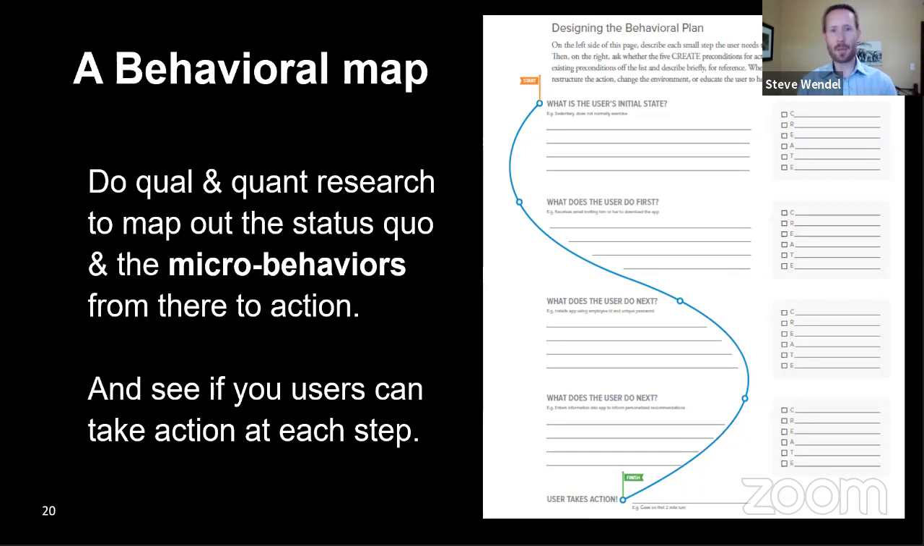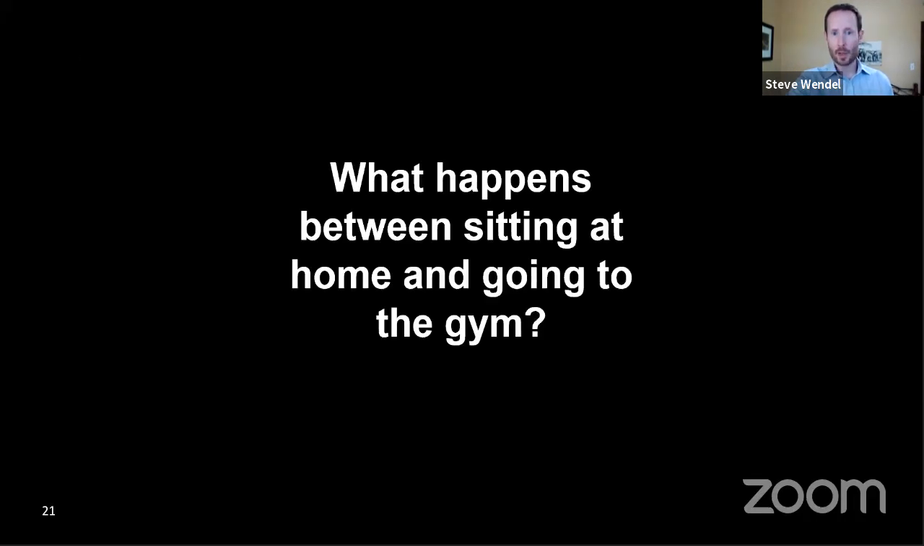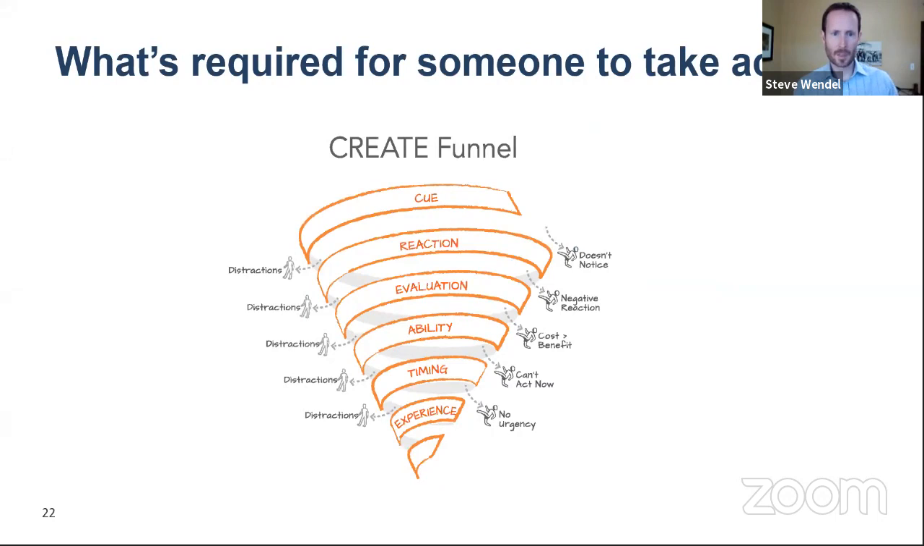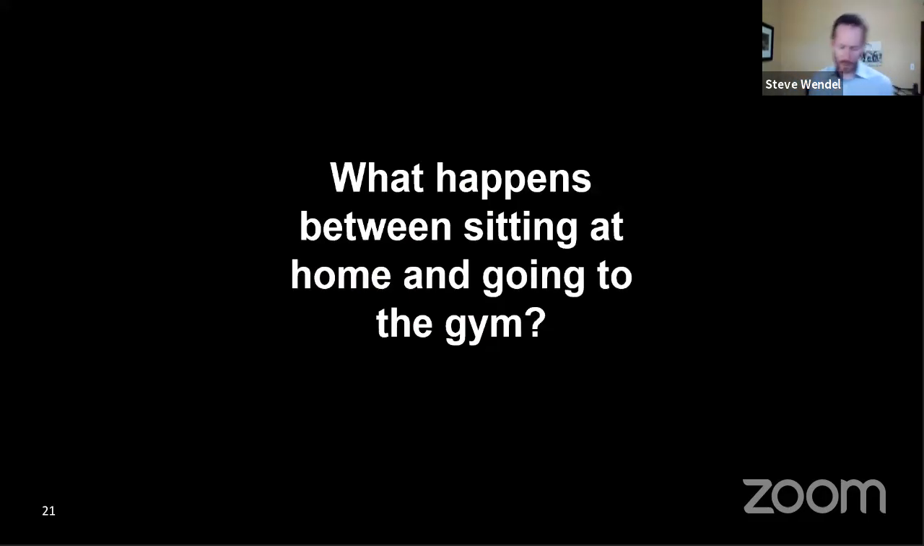And so we map out, what are the micro behaviors? Where is somebody starting from? And what's the sequence of actions that someone would need to take in order to go exercise, right? What happens between someone sitting at home and going to the gym? I use the framework CREATE to think about these obstacles. Actually, let me just walk through some of the steps first, and then we'll talk about CREATE. I think that might be a little easier for new folks.